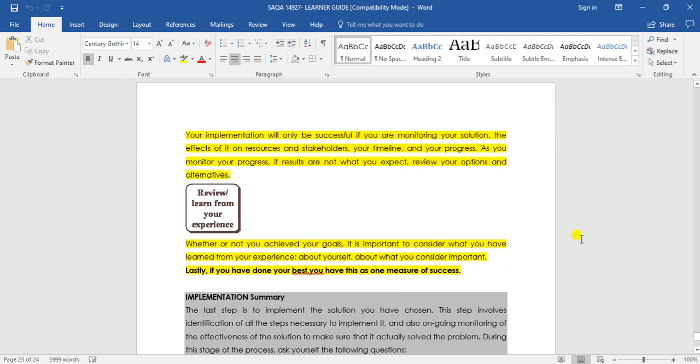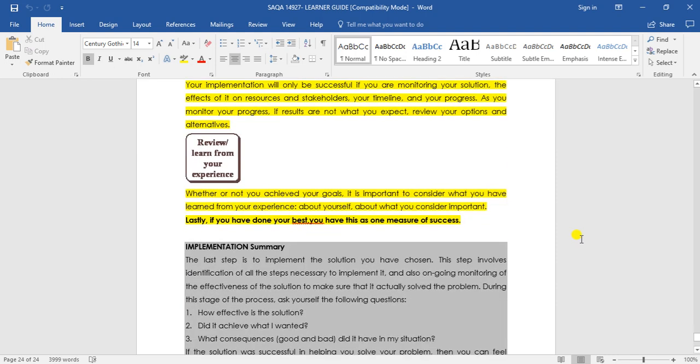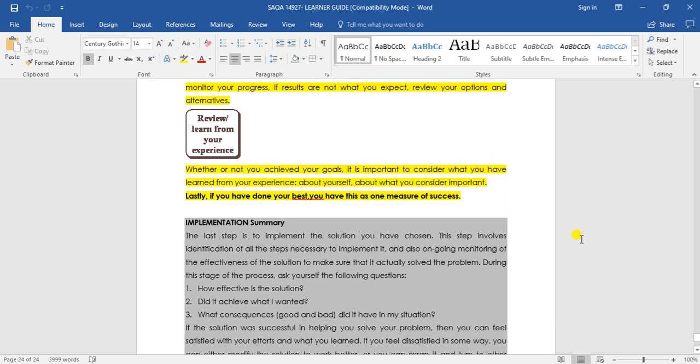Learn from your experience. Whether or not you achieved your goals, it is important to consider what you have learned from your experience about yourself, about what you consider important. Lastly, if you have done your best, you have this as one of the measures of success.